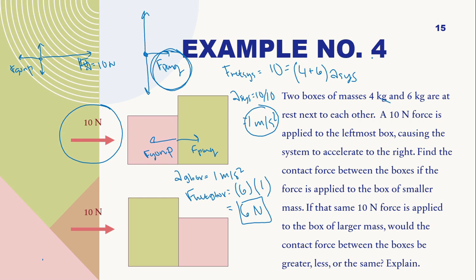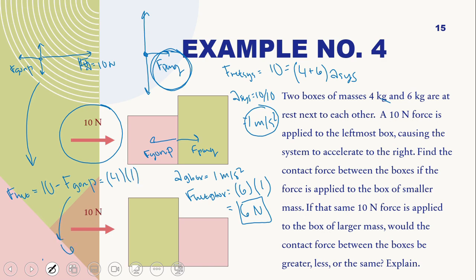And a quick side note before we move on, we can get the same answer of 6 newtons if we isolate this pink box over here. All we'd have to do is set the net force of the pink box equal to 10 minus the contact force, Fg on P, and then we can set that equal to the mass of the box, which is 4, times the acceleration of the system. And you can see here that this will give you 6. It is just a longer way to do it because we're dealing with 2 forces, whereas for the green box, the net force is what we're trying to find. But you can always use this other way to check your work if you want.